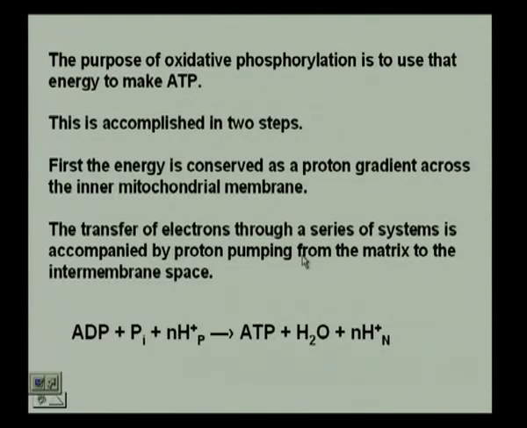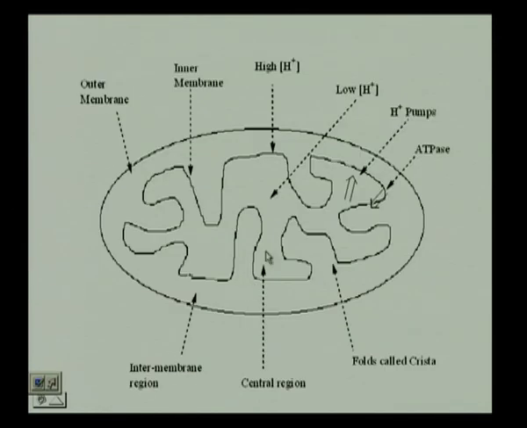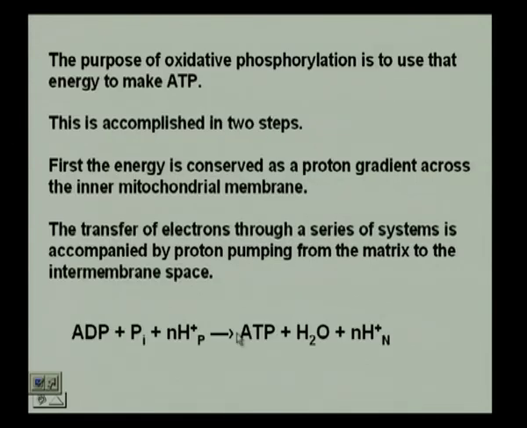So, we have the transfer of electrons through a series of systems that is accompanied by proton pumping from the matrix to the intermembrane space. Essentially, ADP plus Pi go to ATP. Where is this occurring? This is the intermembrane space, and this is the matrix space. The matrix is the N side and the intermembrane space is referred to as the P side. So, P refers to the intermembrane space and N is the matrix space, where ATP is going to be produced.